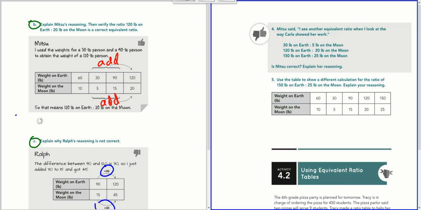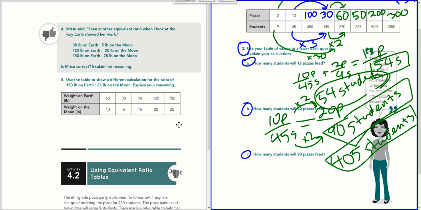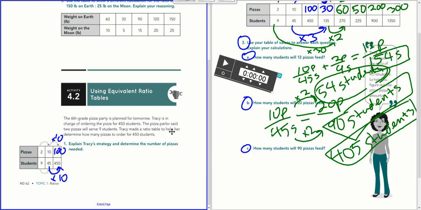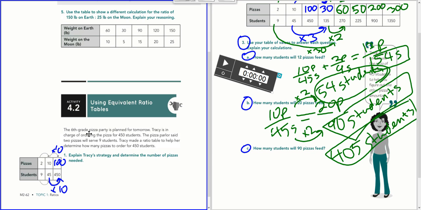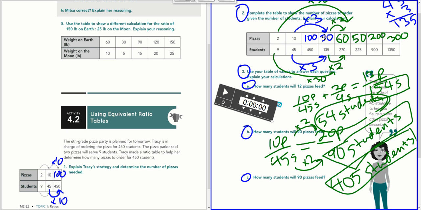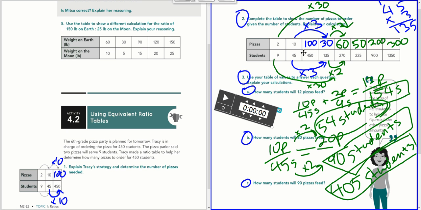Now take a look at the problem here on the bottom of page 62. There's another ratio: 2 pizzas serve 9 students. So we can project this out to 10 and 45 by multiplying by 5. And then to get from 45 to 450, we multiply by 10. So that would mean this answer needs to be 100. So back over here, we filled in 100, and then we went from there.